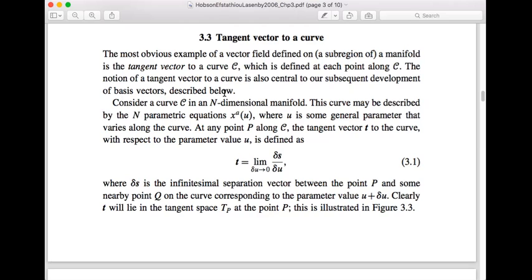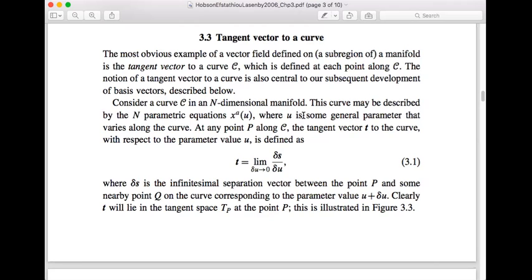I think I'll stop at the point where I get to the basis vectors, because I want to leave some time for the travaux dirigés. Consider a curve curly C in the n-dimensional manifold. I'm going to say that n is 4 for us. Actually, let's make n 2, so that we're just dealing with a 2-dimensional manifold.